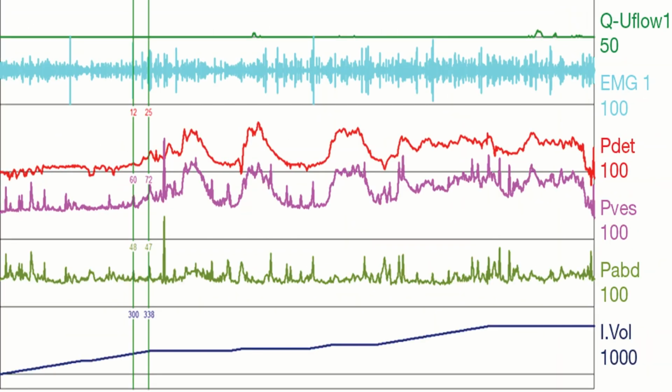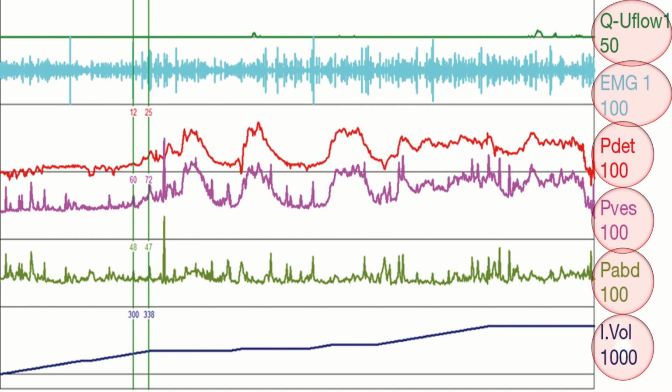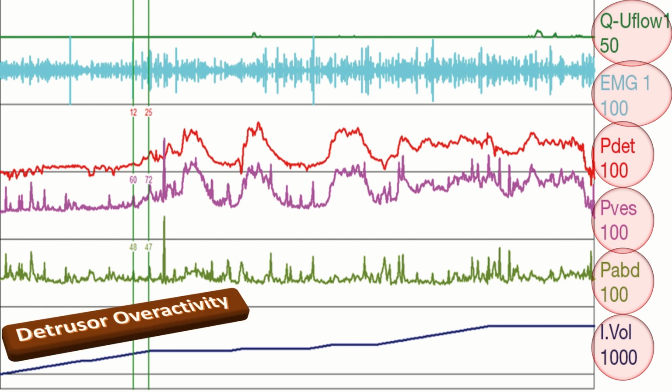Here we have normal compliance with normal to high volume of 700 ml, and frequent uninhibited detrusor contractions throughout the filling period. This pattern is often encountered in Parkinson's and multiple sclerosis patients. So the most probable diagnosis is detrusor overactivity here.